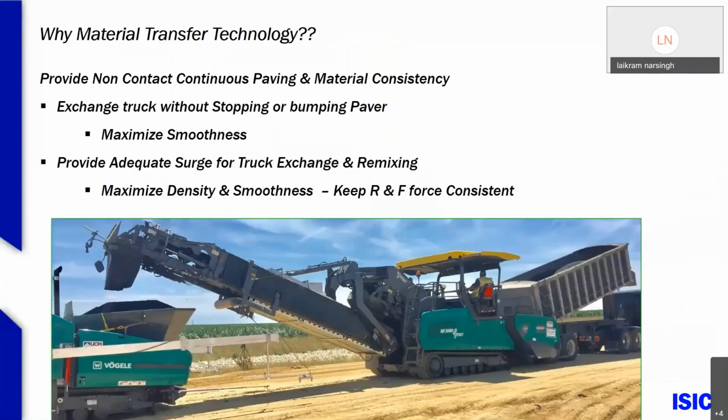So why do we use material transfer? We use material transfer for non-contact continuous paving, exchanging trucks without stopping or bumping the paver to break those forces. We also use it to maximize smoothness. If we don't stop, the screed doesn't settle, we don't get a hump. But we also use material transfer to provide adequate surge so we can exchange trucks without running the material low and ending up with segregated material. So the material transfer is also used to reblend your end of load and start of load segregation or any other form of segregation that we have to deal with during the handling.